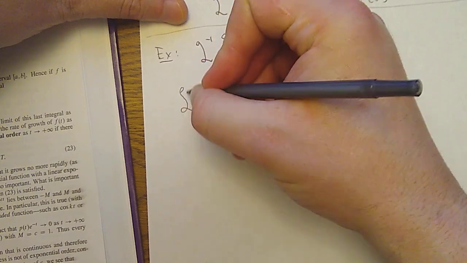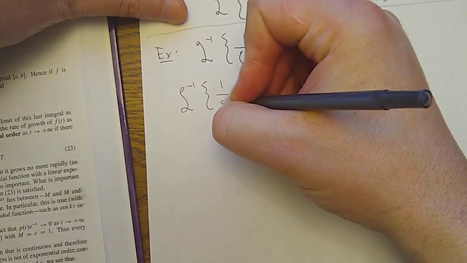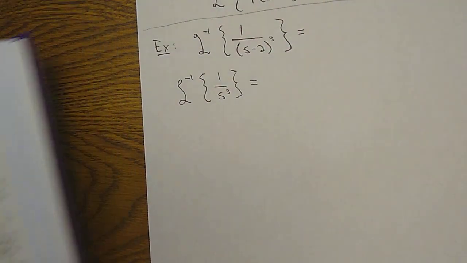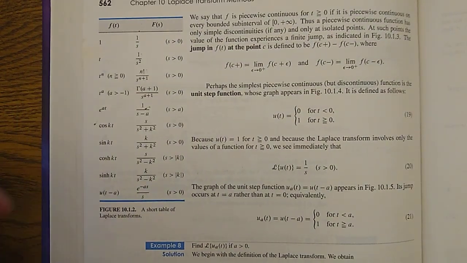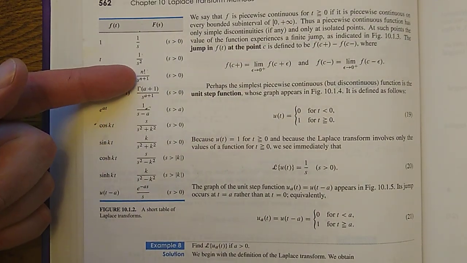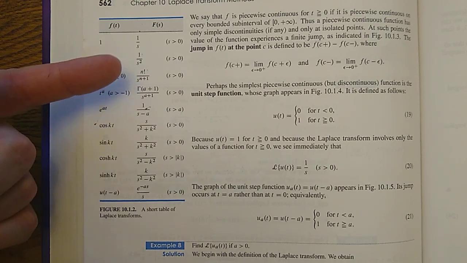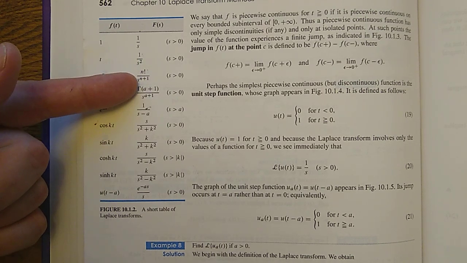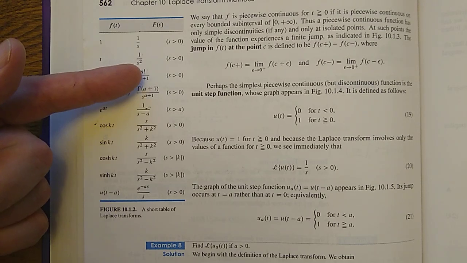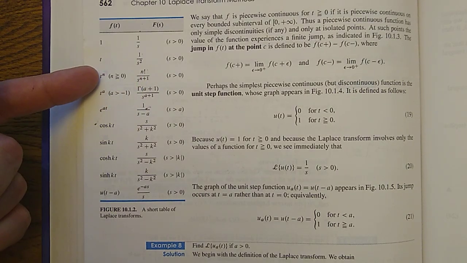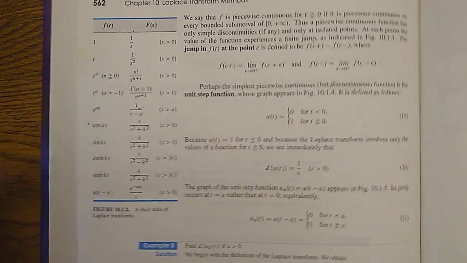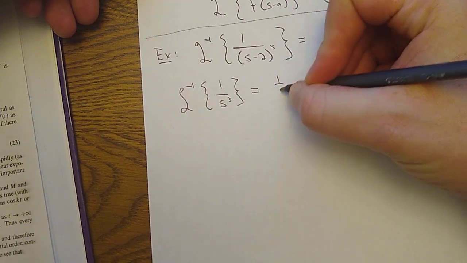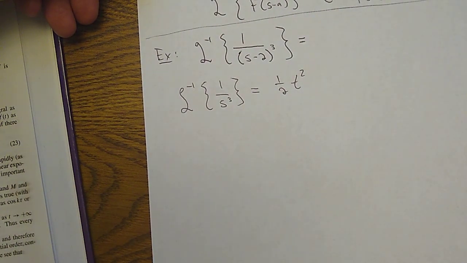If I was doing inverse Laplace of 1 over s cubed, well, I guess that would be like if n was 2 here. So if I was doing the inverse Laplace transform of 2 over s cubed, because 2 factorial is 2, it would give me t squared. But I'm not doing 2 over s cubed, I'm doing 1 over s cubed, so it's just going to be 1/2 t squared. Right?